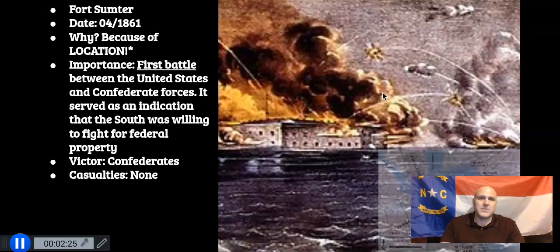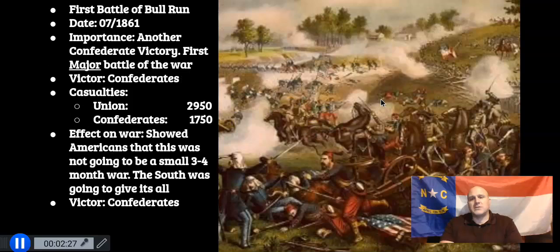The next battle that we're going to cover here is going to be the first Battle of Bull Run, or the Battle of Manassas. This happens in July of 1861. This is another Confederate victory. What is the big deal about the Battle of Bull Run? The idea of the Battle of Bull Run is that it's the first major battle of this war, the first major battle that has major casualties.